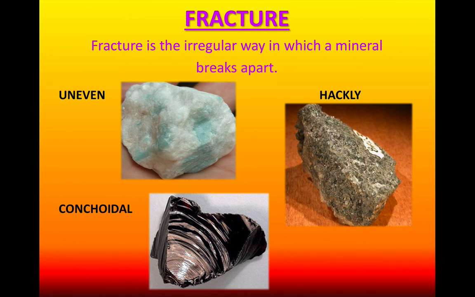The final type of fracture is called conchoidal. This happens in hard, glass-like minerals. And this is the same way that glass breaks. Along the surface of breakage, we'll find semicircular ridges running away from the point where the mineral was actually hit. It creates, if you like, a shell-like structure, which is what conchoidal means.